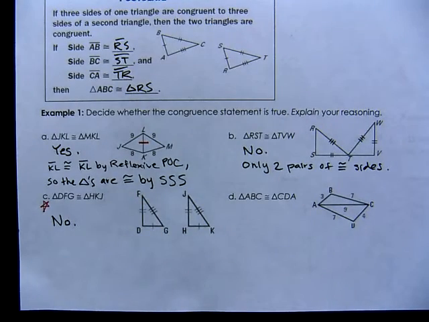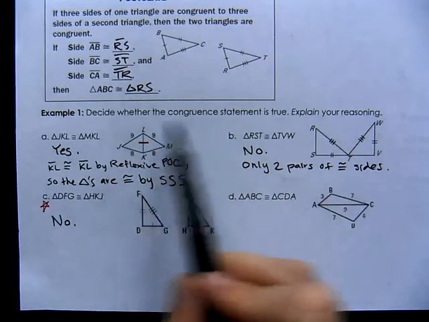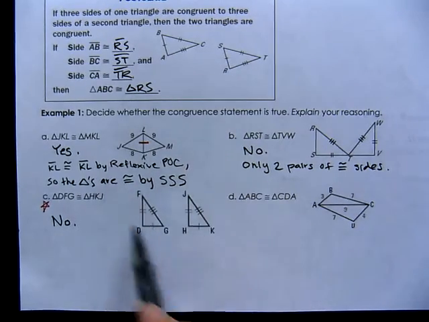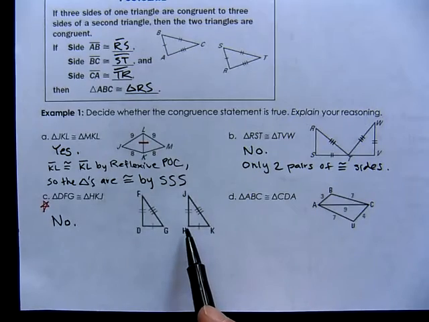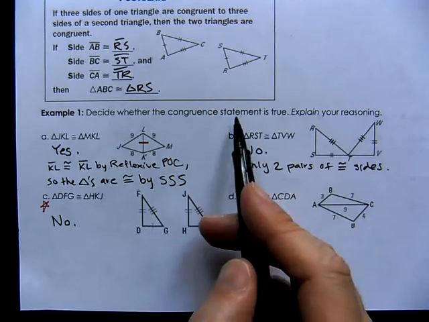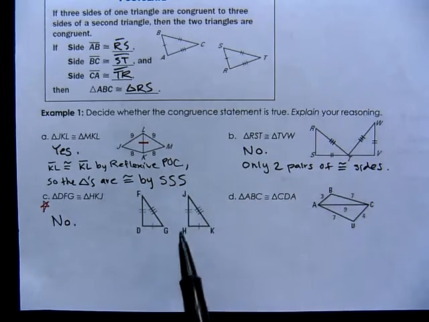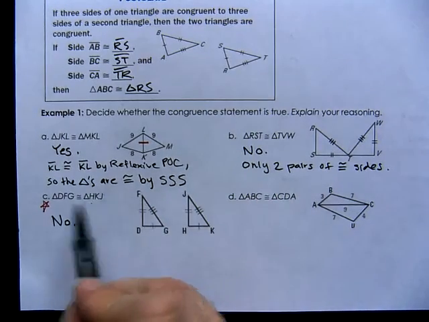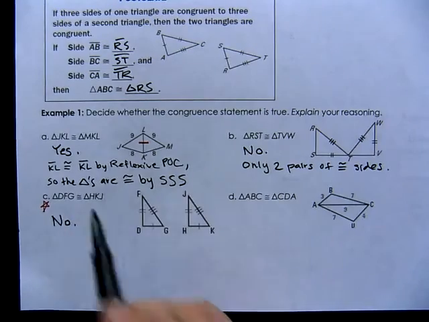And yes, but that's not the question. The question is not asking, does the diagram show that the triangles are congruent? The question is asking, decide if the congruence statement is true or false. You have to ask, does this diagram match the statement? And it doesn't. Let's see why.